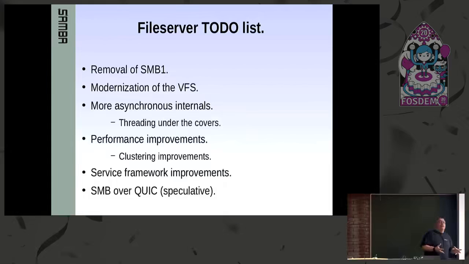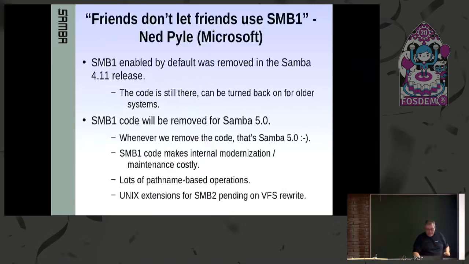On the Active Directory side, we have to interface with Active Directory and services that are accessible through SMB, so there are some service framework improvements I'm going to talk about. And then there is the exciting, completely speculative, no code yet, but we think this is where we're going to go, which is SMB over the Google QUIC protocol.